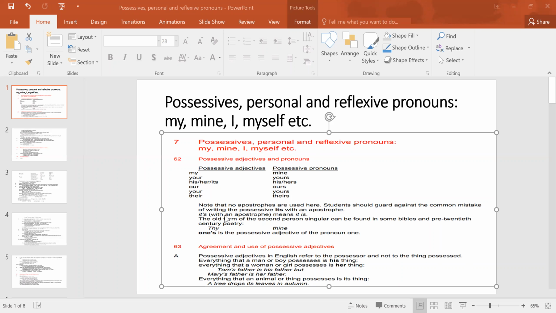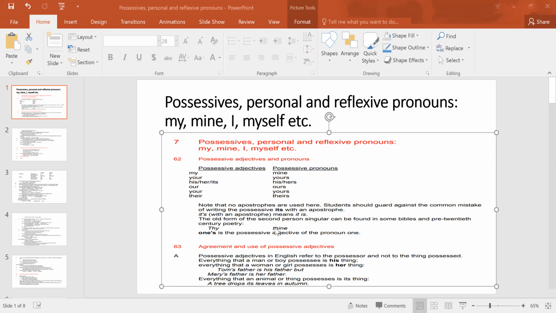Then note that no apostrophes are used here. Students should guard against the common mistake of writing the possessive its with an apostrophe. Students actually very often commit a mistake in writing its. When you write it's with an apostrophe, it does mean it is, and without an apostrophe it is its, and simply it is a possessive adjective.